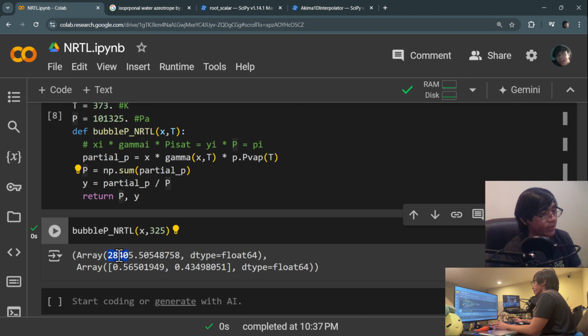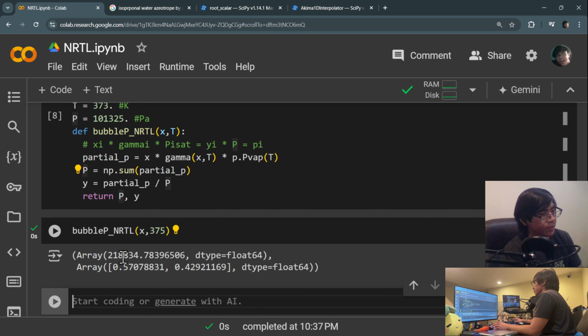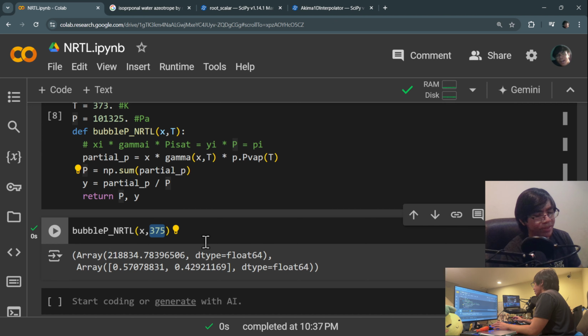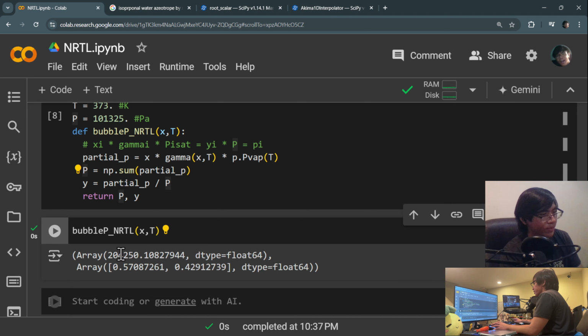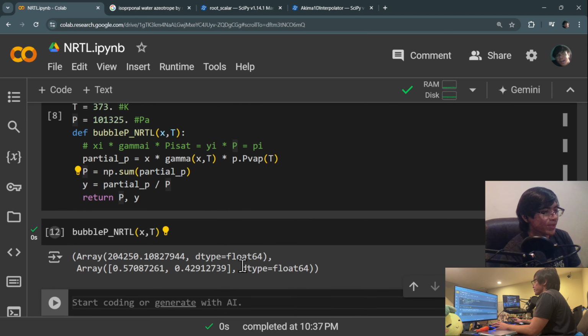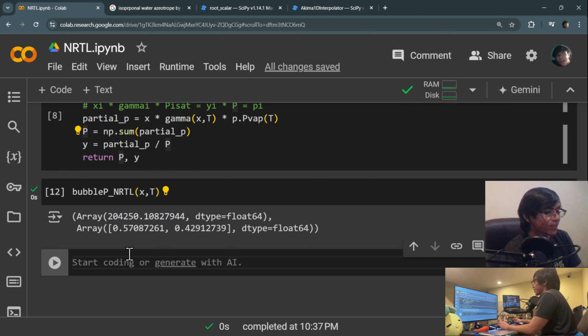Oh, this is 28,000. That's my bad. So we actually need to go a lot higher if we want 101,325 pascals, or 1 atmosphere, maybe like 370. Now we're too high. Okay, I won't try to beat the system. I'm not a good root scaler anyway. So yeah, let's actually make the function instead of me trying to do it myself.